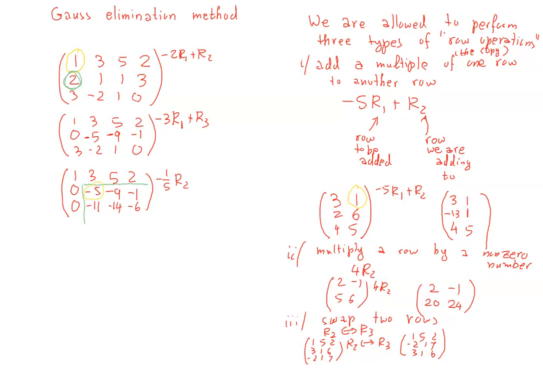Okay, so what do I get? I get 1, 3, 5, 2, 0, 1, 9 over 5, and 1 over 5. And then I get 0, negative 11, negative 14, and negative 6, right?